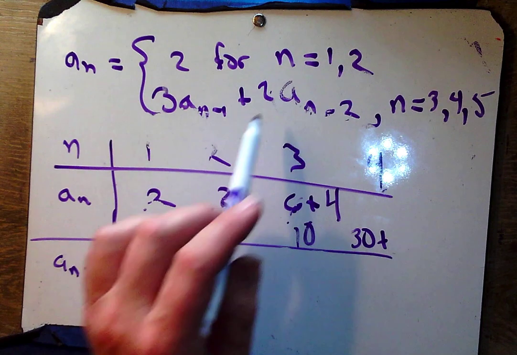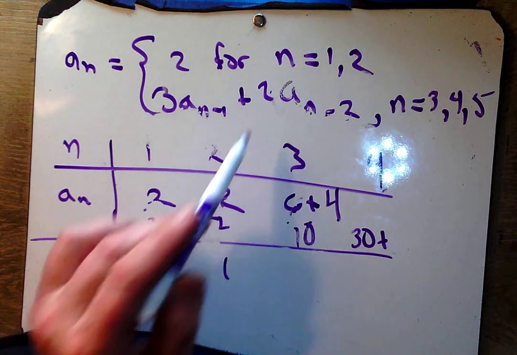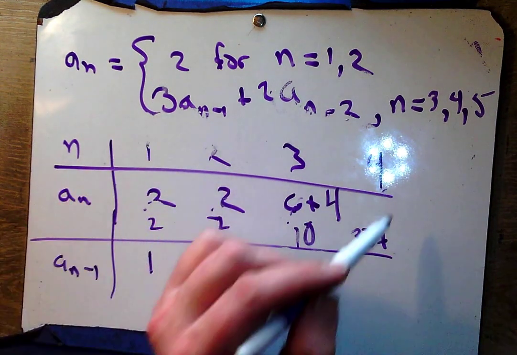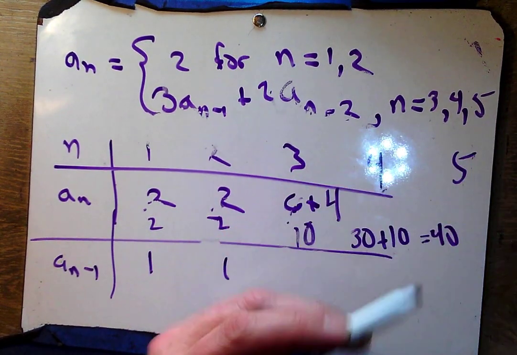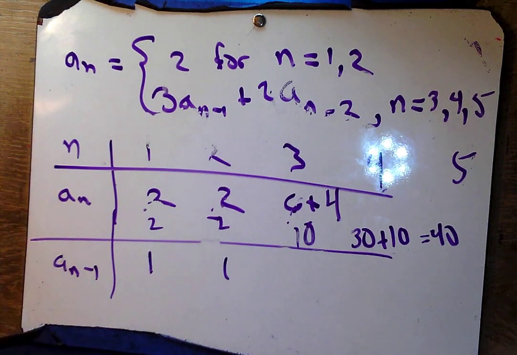And I plugged in a 4. 2 times 2 is 4. Yes, plus 10. 40. Alright, what about that fifth term?